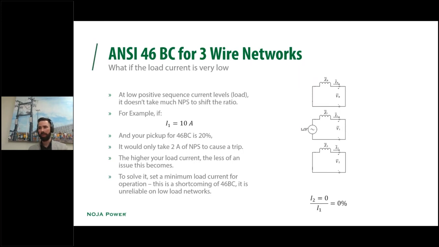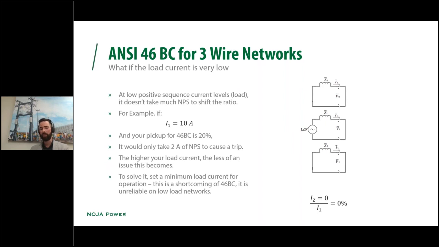And the last complication that we need to discuss really is, what if the load current is really low? So at low positive sequence current levels, or low load, it doesn't actually take an awful lot of negative phase sequence to shift the ratio. And this is a problem on rural lines, particularly on 4-wire networks, where occasionally if you trip an individual phase, you're going to be well over the 20% threshold and you haven't actually got a broken conductor scenario. Same deal if you have imbalance on your rural feeders. Say you've got 10 amps of positive sequence, it would only take 2 amps of NPS to cause a protection operation. And if you've got it configured to trip on that basis, that would be all that it is.